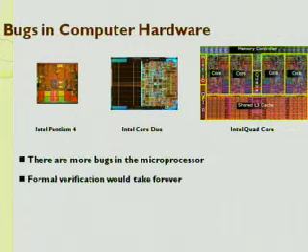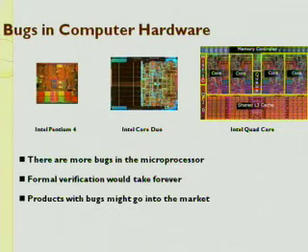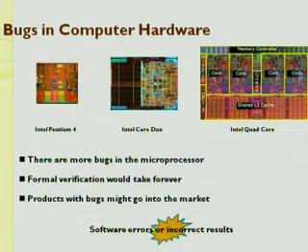However, as the complexity grows, formal verification, which is a complete test of the circuit, would take months or even years to finish, so people won't do that. Thus, microprocessors with bugs might go into the market. And that could result in software errors. And if the software doesn't detect them, they just give you wrong results.